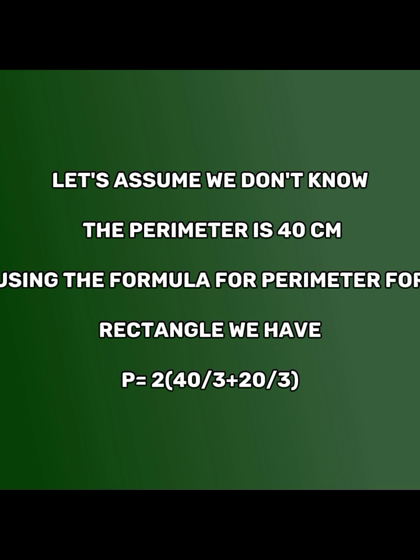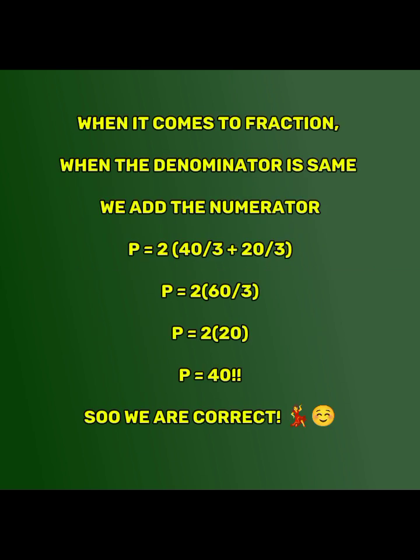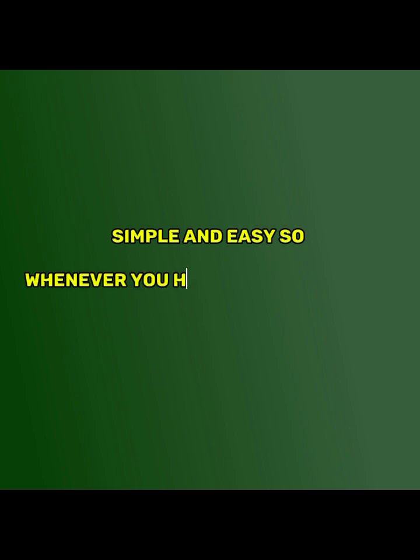Using the formula for the perimeter of a rectangle, instead of writing 2 times (length plus width), since we now know what our length and our width are, we have P equals 2(40 over 3 plus 20 over 3). When it comes to fractions, when the denominator is the same, you just add the numerators. So adding that, we'll have 60 over 3 multiplied by 2. 60 over 3 on its own is 20. If you multiply it by 2, you have 40. That means we are correct. We've gotten that 40. So you see, it was very simple and easy.